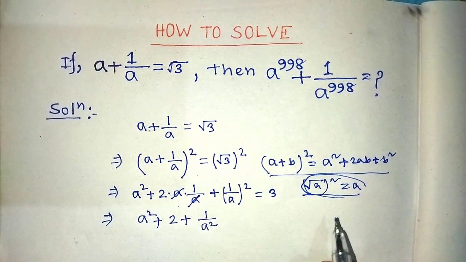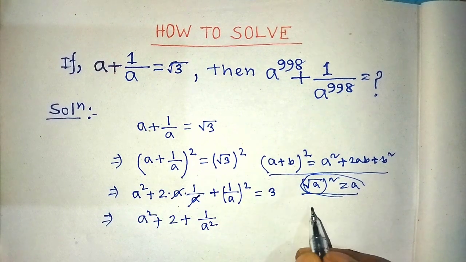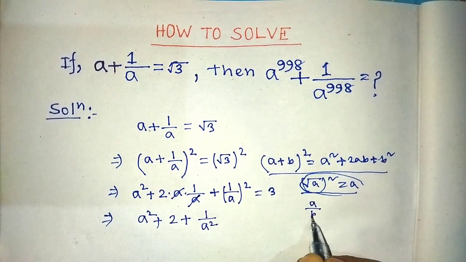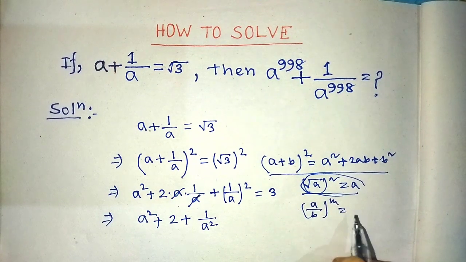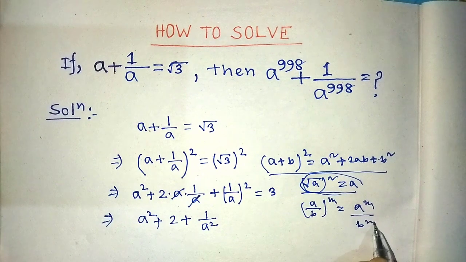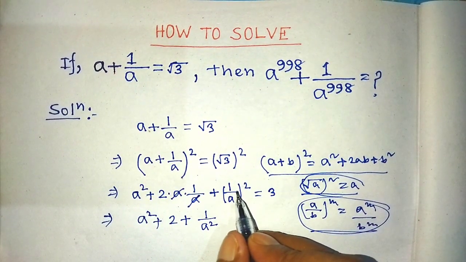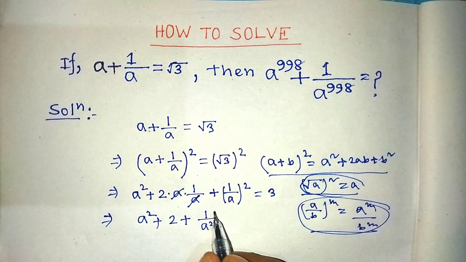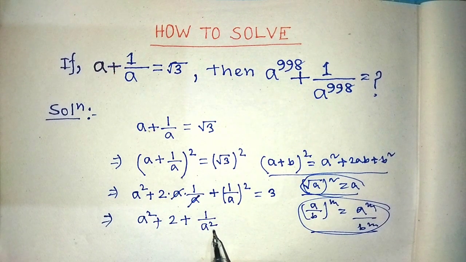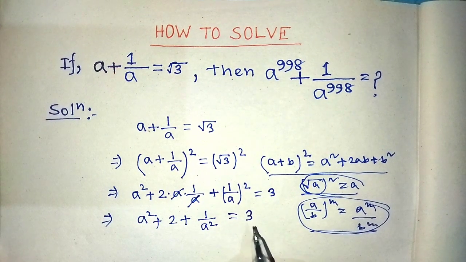So here is 1 over a whole square, so we apply the formula 1 over b whole to the power m is equal to 1 to the power m over b to the power m. This rule we apply on this expression. So we write 1 square, that means 1, and in the place of denominator we write a square, is equal to, again we write 3 on the right side.